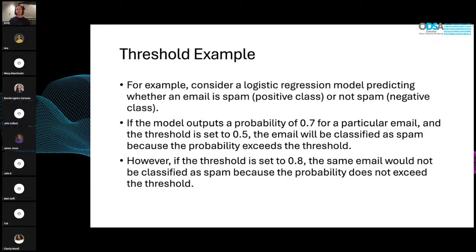If our threshold is set to 0.5, which it is by default, the email will be classified as spam because the probability exceeds that threshold. However, if the threshold is set to 0.8, the email is now not spam. We now classify it as not spam because the probability does not exceed that threshold. So that's how it works. It changes what you predict, whether it's spam or not, based on the probability. The probability didn't change in this example. It was always 0.7 for that email. Our threshold changed for what we classify as spam versus not spam. Is it over 0.5 as spam or is it over 0.8 as spam?